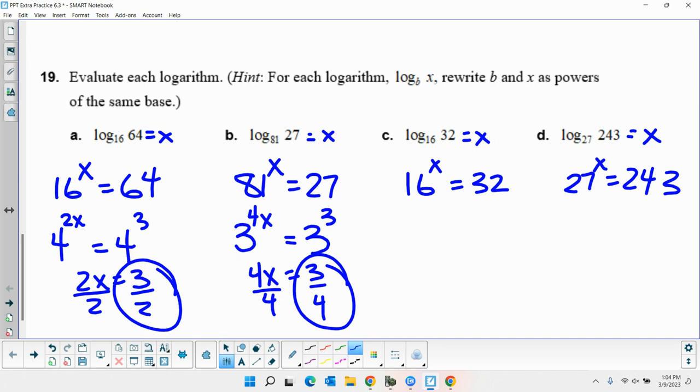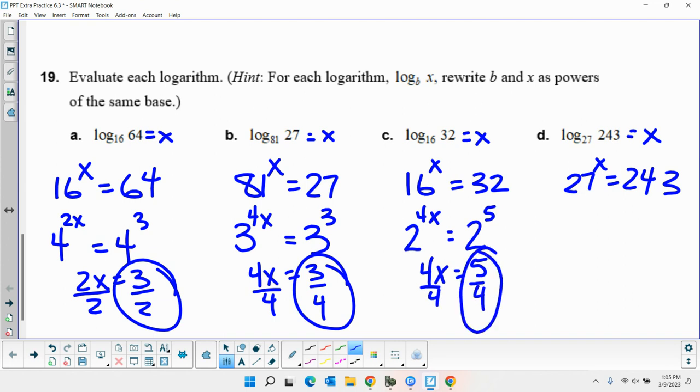Okay. Making sense? What can I use here? Can I use 4 for 32? No. So I got to go smaller. 2, yeah. 2 to the 4th is 16, so it's 4x. And 2 to the 5th is 32. So it's 4x equals 5. So that one's 5/4.